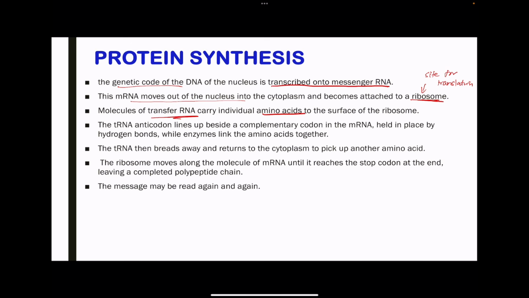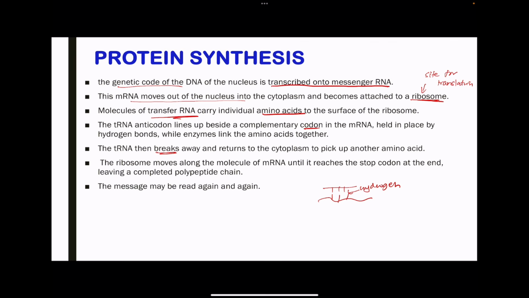So the transfer RNA anticodon lines up beside a complementary codon on the messenger RNA, held in place by hydrogen bonds while enzymes link the amino acids together. Remember, we have the transfer RNA and messenger RNA, so we have the codon and anticodon. They are going to form hydrogen bonds between them as the amino acid is added to the growing chain. The transfer RNA then breaks away and returns to the cytoplasm to pick up another amino acid.